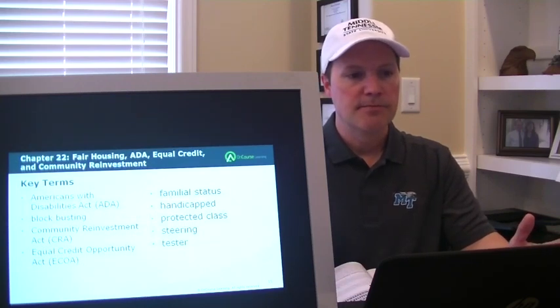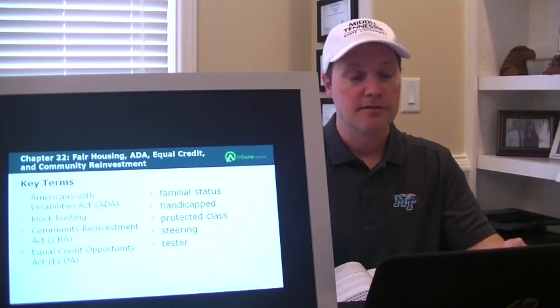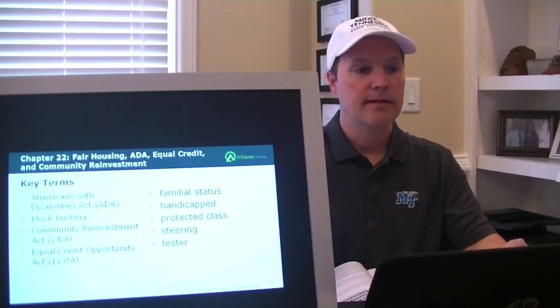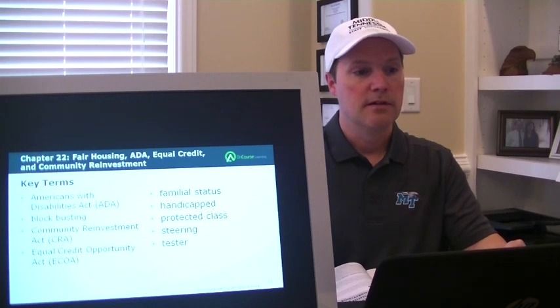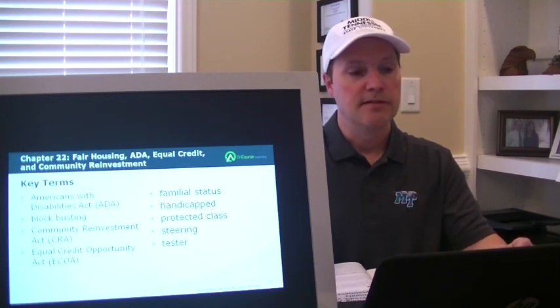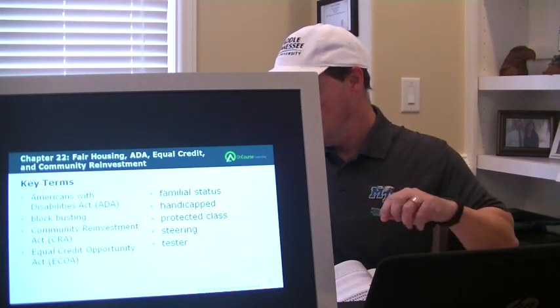We have key terms. We're going to be going through these pretty quickly because we have 4 different chapters to go through for this next test. But we have the key terms: Americans with Disabilities Act, it's huge, blockbusting, community reinvestment, equal credit opportunity, familial status, handicap, protected class, steering, and tester. Okay? So the code for chapter 22 is going to be blockbusting. Okay? It's going to be blockbusting. I'm going to actually write that down.